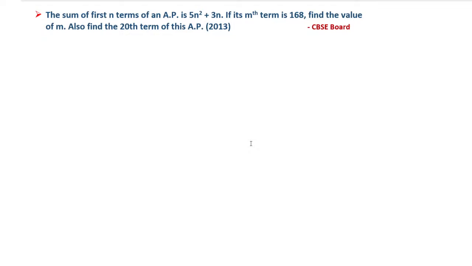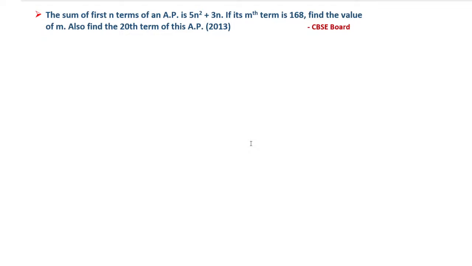The sum of first n terms of an AP is 5n square plus 3n. Okay, and the mth term is 168. Find the value of m. Also find the 20th term of this AP. So this is the question. You can solve it. How to solve this? I will give you a glance if you want, but it will be better if you solve it totally.